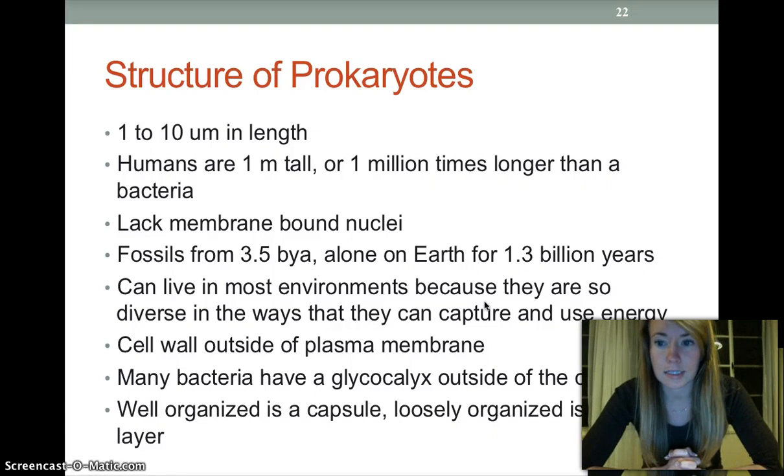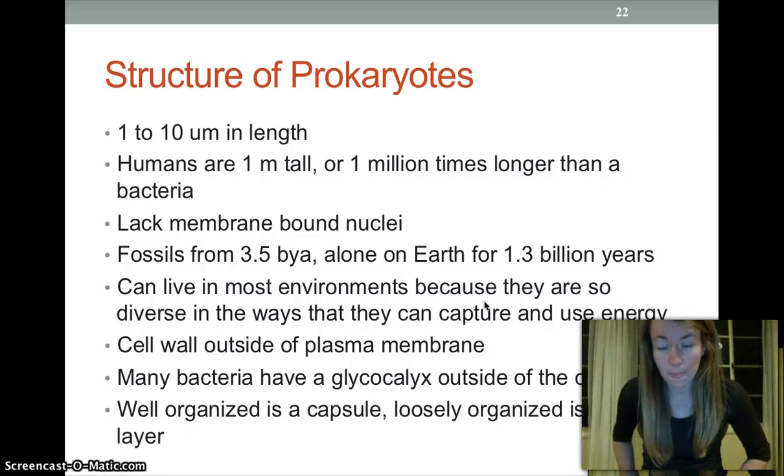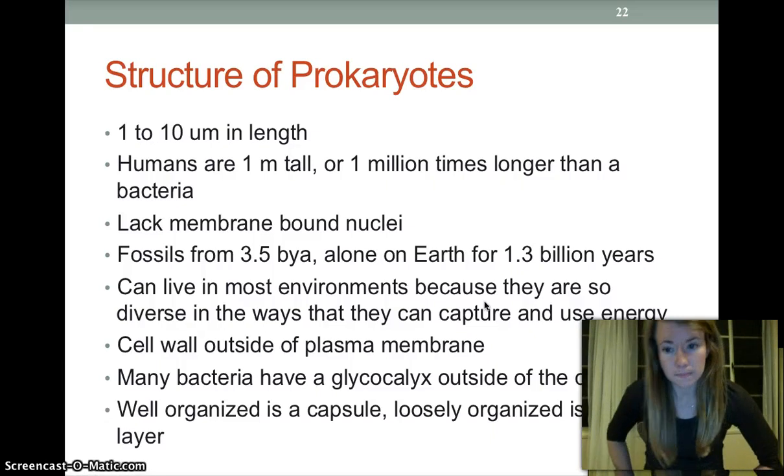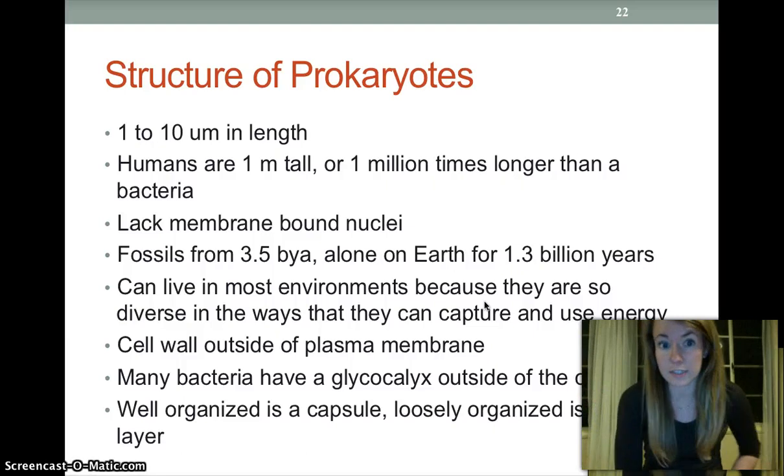A meter is 1.0 times 10 to the 10th, whereas micrometers are times 10 to the negative 9. So that's 0.000000, I stopped counting, 8 zeros, 1. And humans are 1 meter tall. Micrometer, bacteria would be 0.00000001. So that's very tiny.